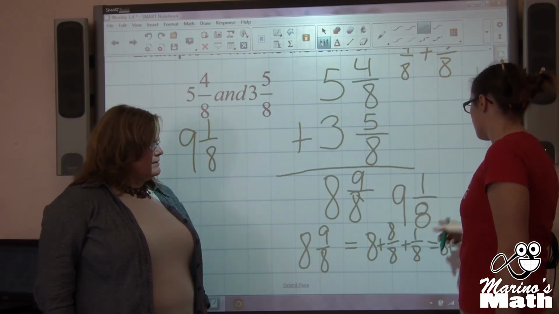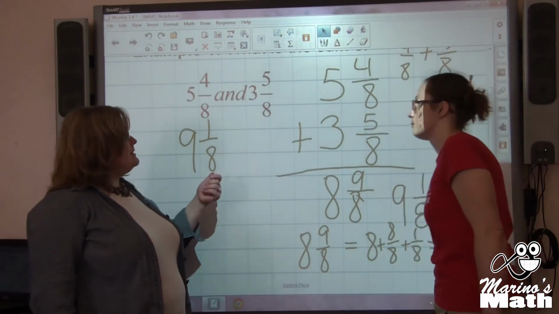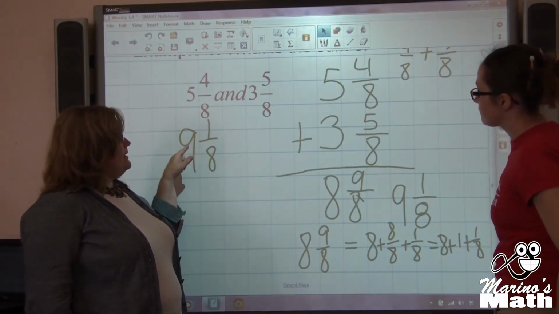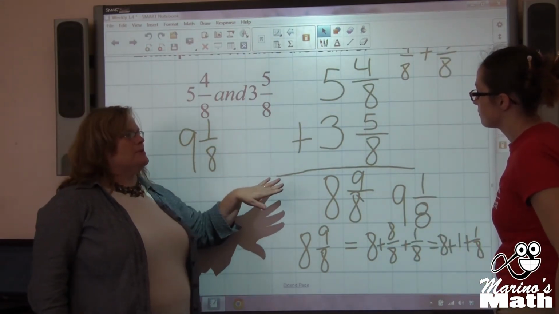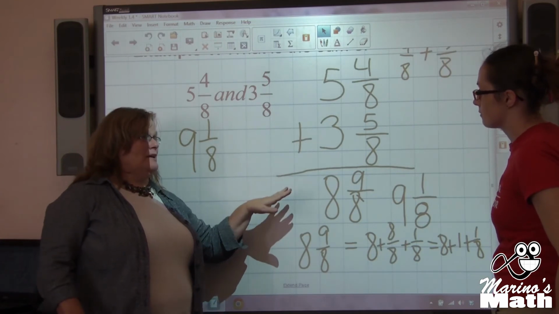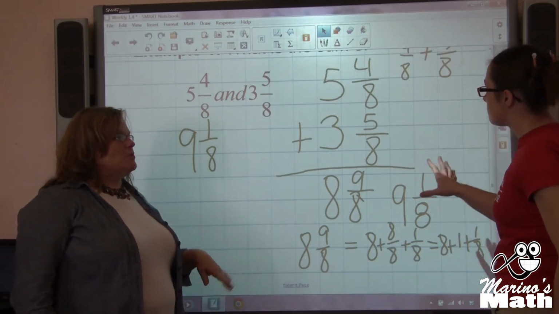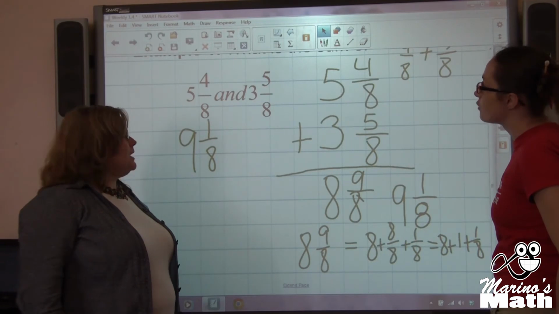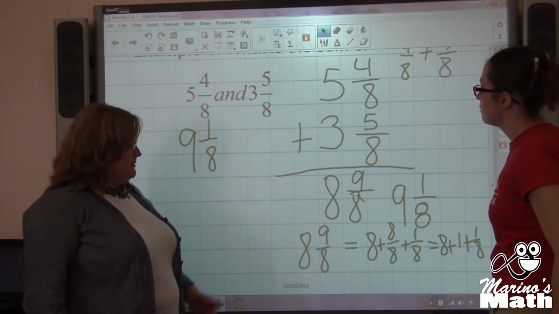8 and 1 gives me 9, and 1 over 8. I like this, Ms. Marino, because it seems simpler. We were ending up with adding 29 and 44. That gets murkier. The numbers stay more manageable this way. I like this way. Do we have another one?